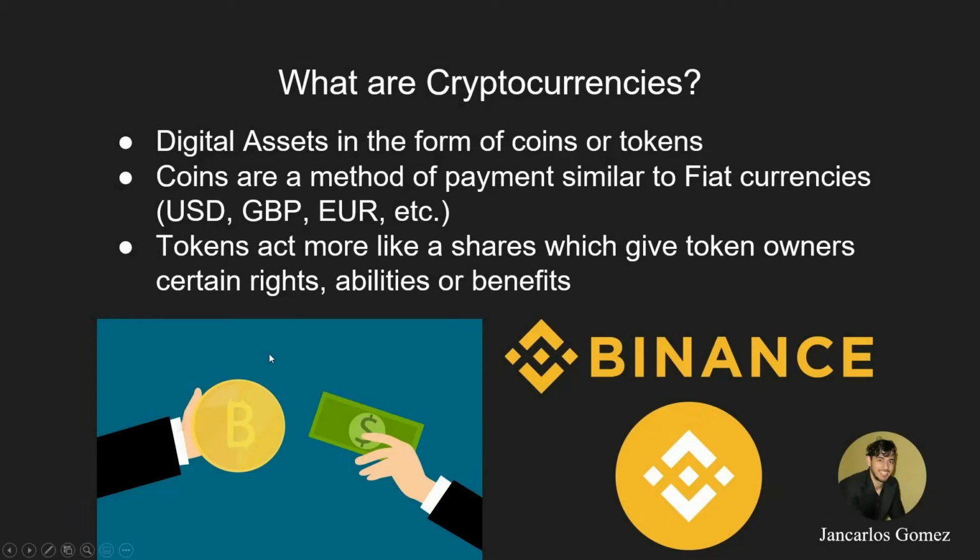What are cryptocurrencies? Digital assets in the form of coins or tokens. Coins are a method of payment similar to fiat currencies like the American dollar. These fiat currencies are backed by the full faith and trust of the government, just like coins are backed by the full faith and trust of the users. Tokens, on the other hand, act like shares, which give token owners certain rights or benefits. For example, the Binance token gives Binance token owners a 25% discount on trading fees when trading on the Binance platform.